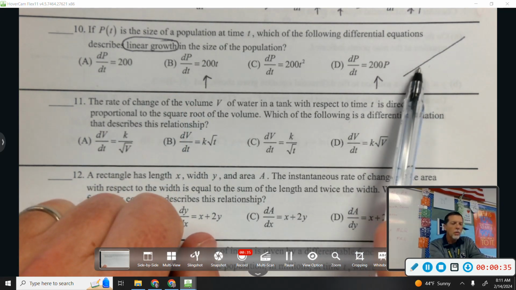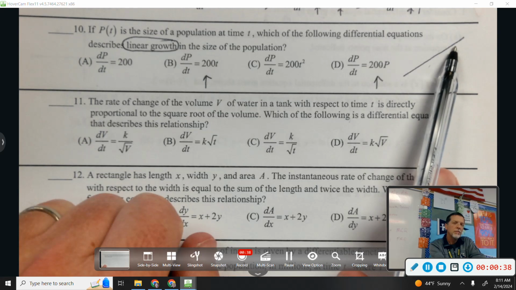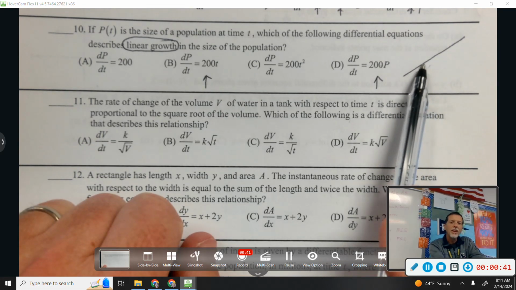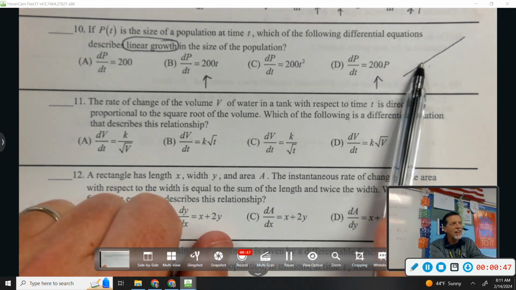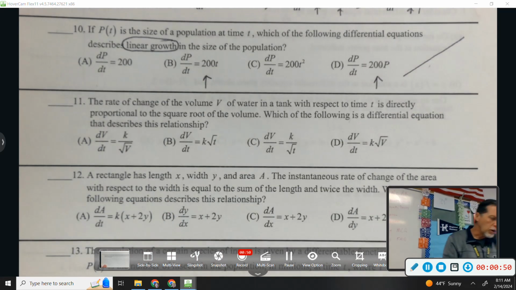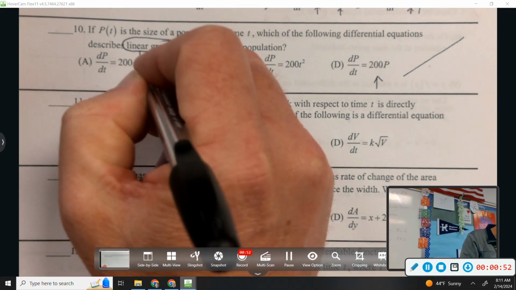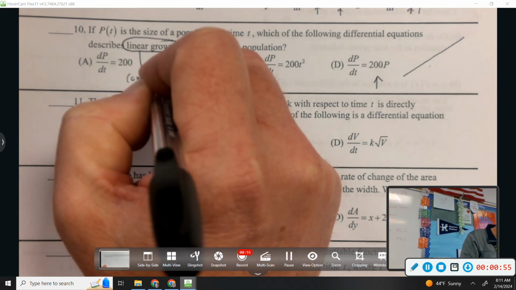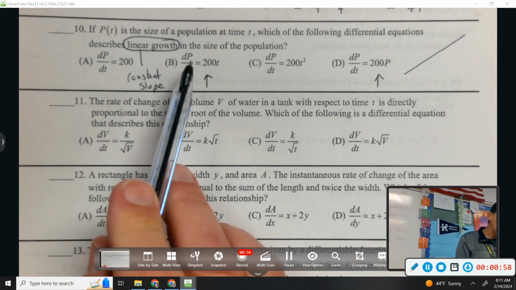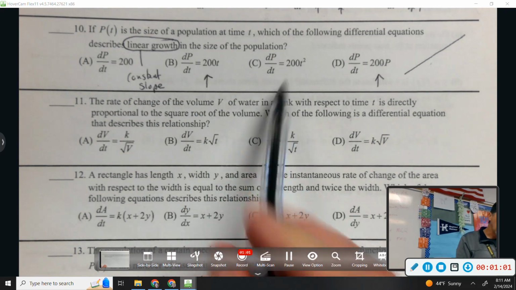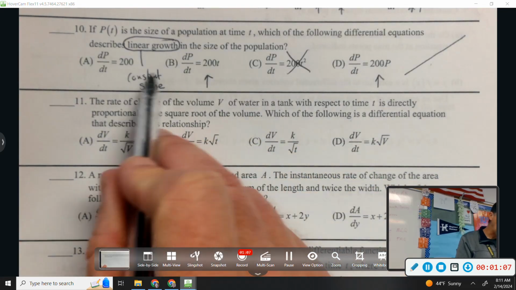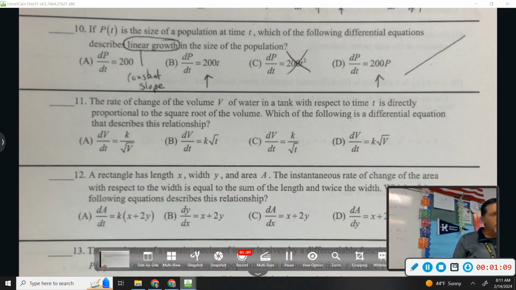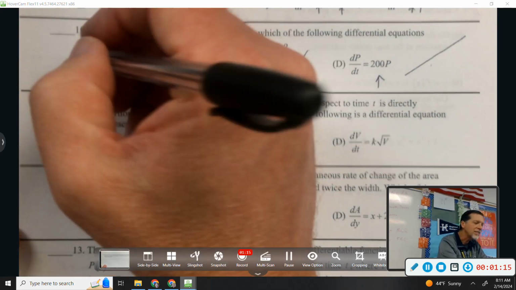What kind of slope is this? That's the word I'm looking for. Positive. It's not changing though, it's a constant slope. Linear growth means you have a constant slope. So slope equals 200, slope equals 200t, slope equals 200t squared, definitely not. Slope equals 200p. So which one of those options is a constant slope? Which one? A. A is a constant slope.